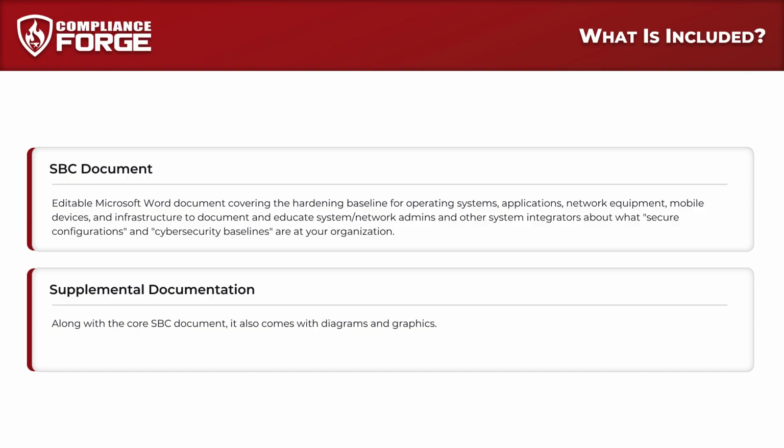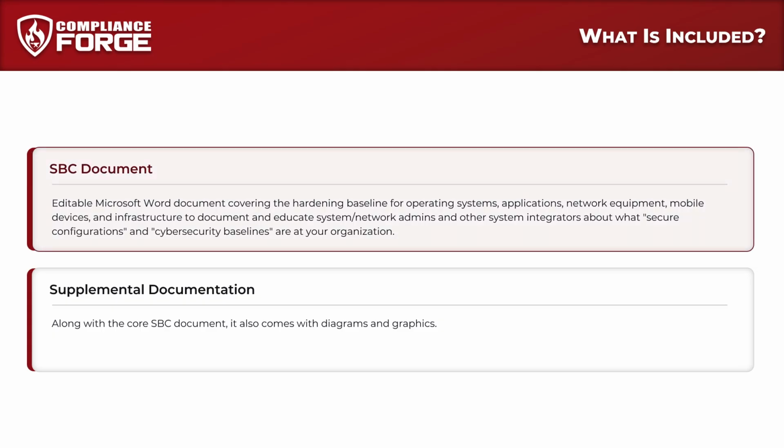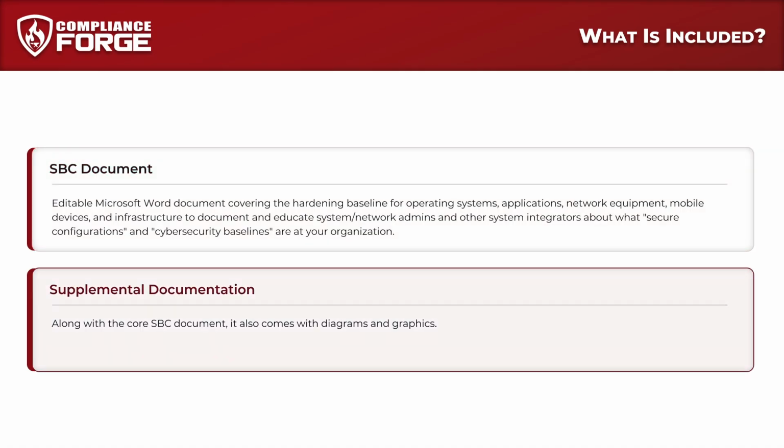So what do you actually receive? The SBC is delivered as an editable Microsoft Word document. Purchase includes a single entity license and the first year of product updates. The SBC document covers the hardening baseline for operating systems, applications, network equipment, mobile devices, and infrastructure to document and educate system and network admins and other system integrators about what secure configurations and cybersecurity baselines are at your organization. And along with the core SBC document, it also comes with diagrams and graphics.